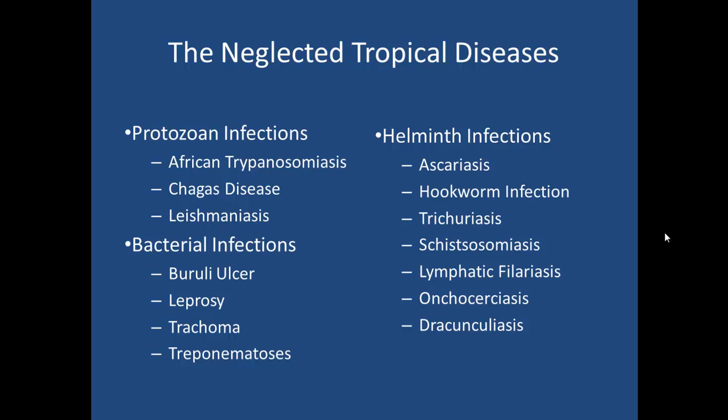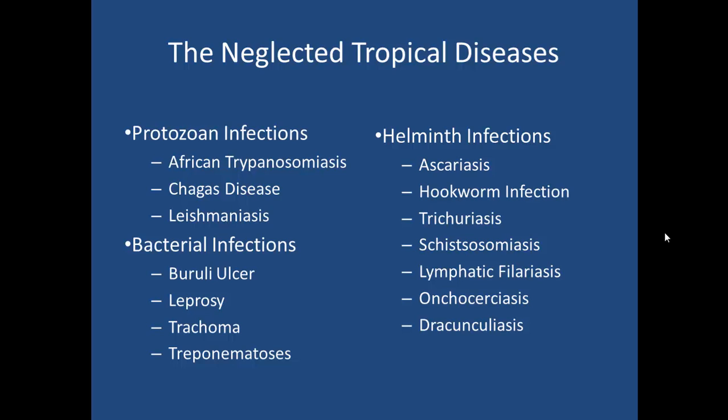So what are the individual NTD diseases that exist? They can be segmented into three major groups. You've got the protozoan infections, the bacterial infections, and the helminths. The protozoans we talked about in previous lectures: African trypanosomiasis, Chagas disease, and leishmaniasis. But there are also bacterial infections: Buruli ulcer, leprosy, trachoma, and trypanosomiasis.